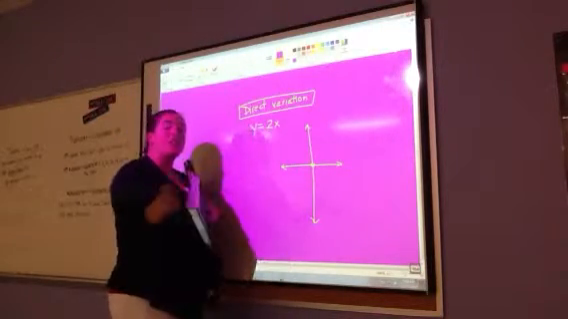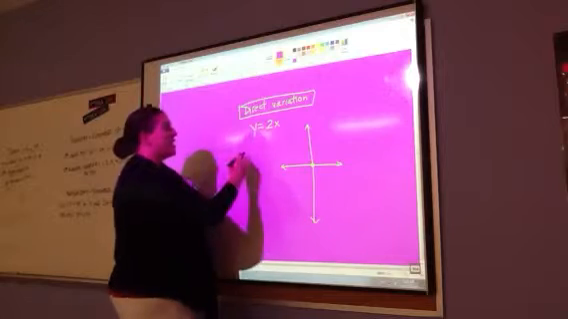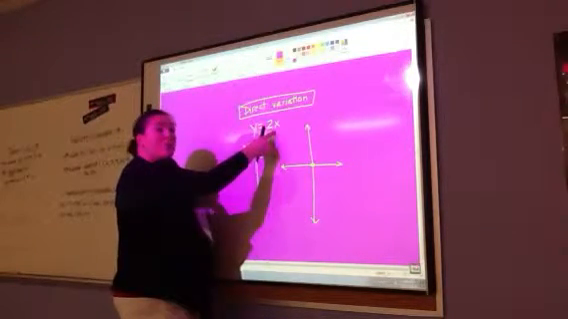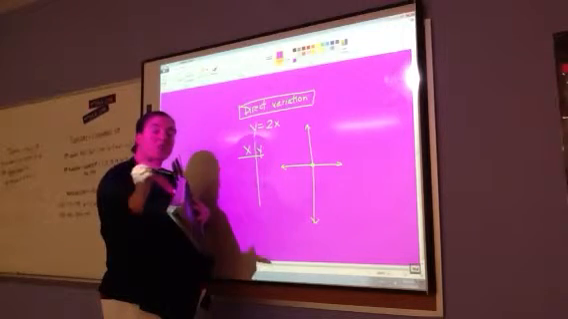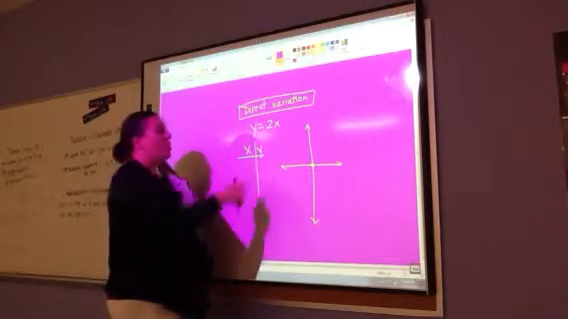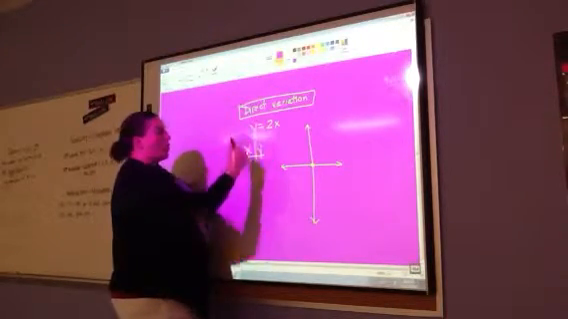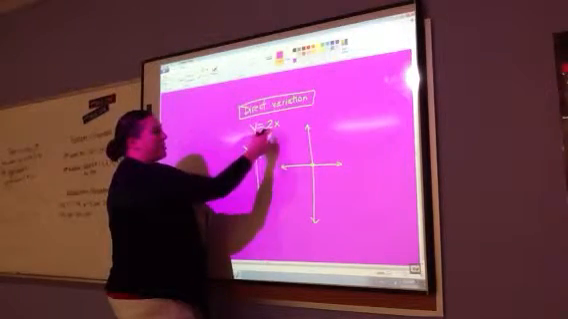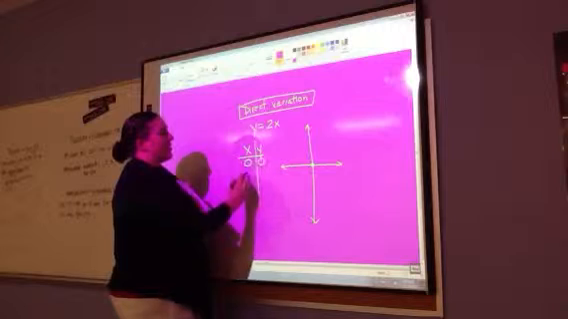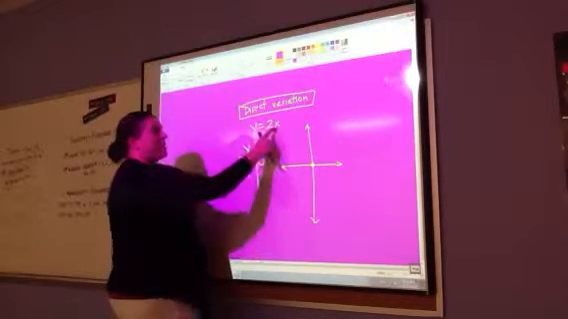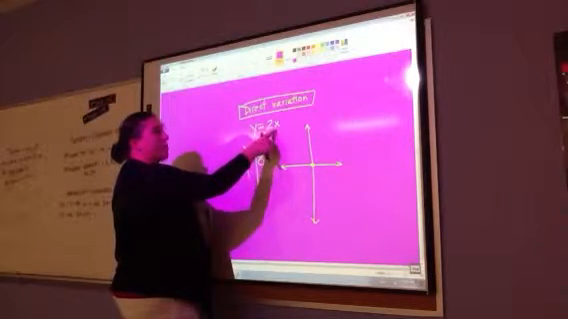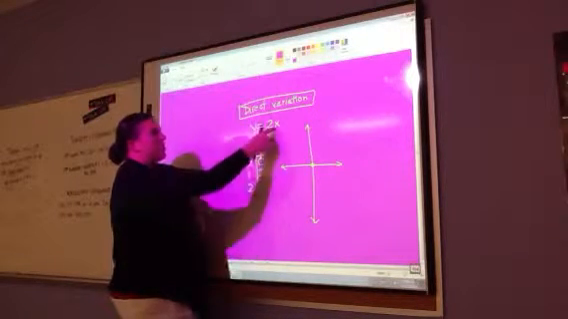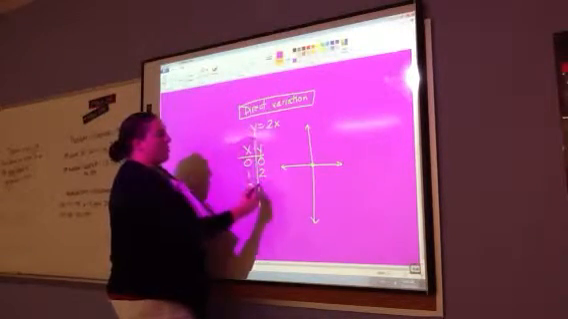Now, the first thing that you can do to actually graph this is make yourself a chart. Choose values for x. This is the part where you get to choose what you want x to be. Choose values for x and solve for y. So start with 0. We already know this one. If we put 0 in, then y is also 0. Put 1 in for x. So if x is 1, 2 times 1 is 2. So y is 2. Put 2 in for x. 2 times 2 is 4.